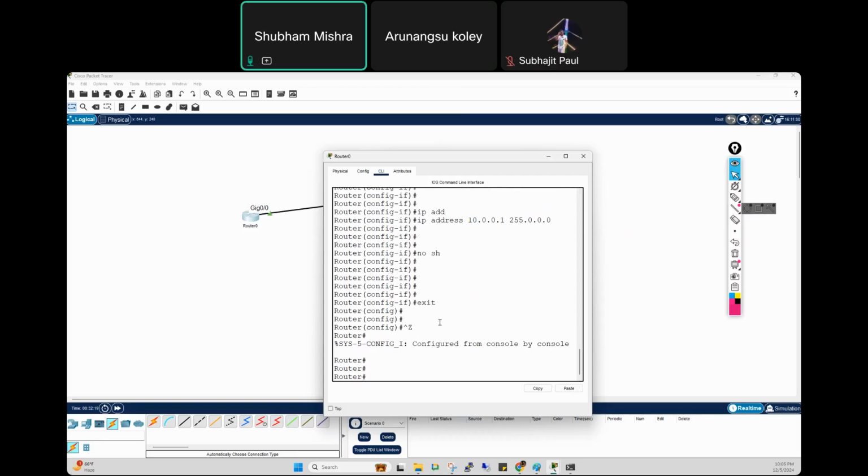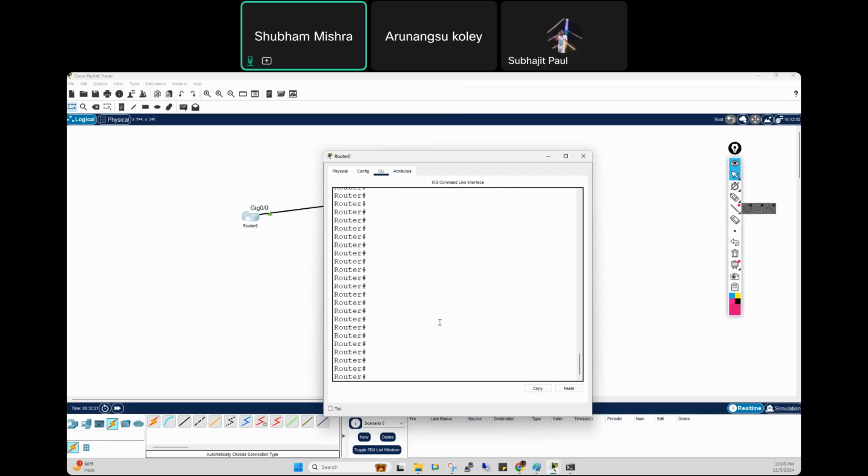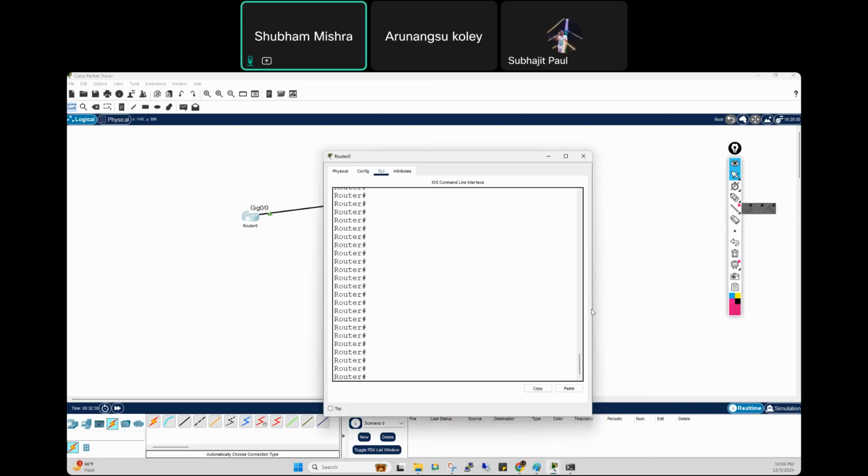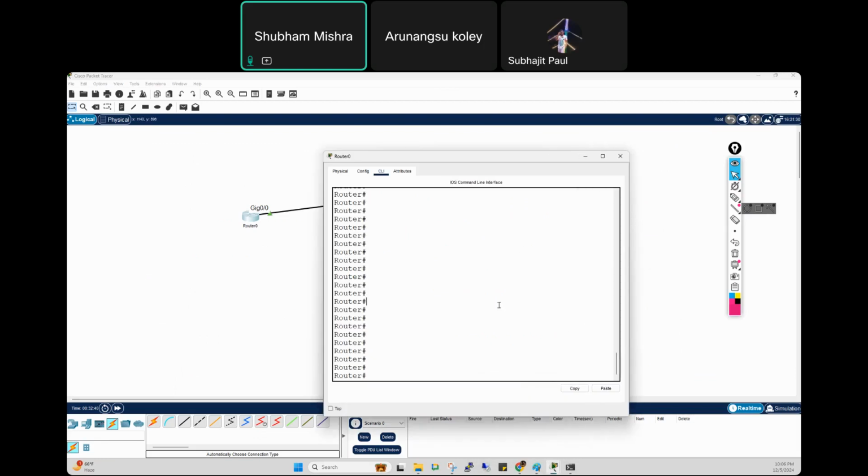Yes or no? Yes, sir. Write this information. Now, if I write this information right now, both are Cisco devices. Right? So, for example, if I want to enable the CDP, what is the command? What is the command to enable the CDP?